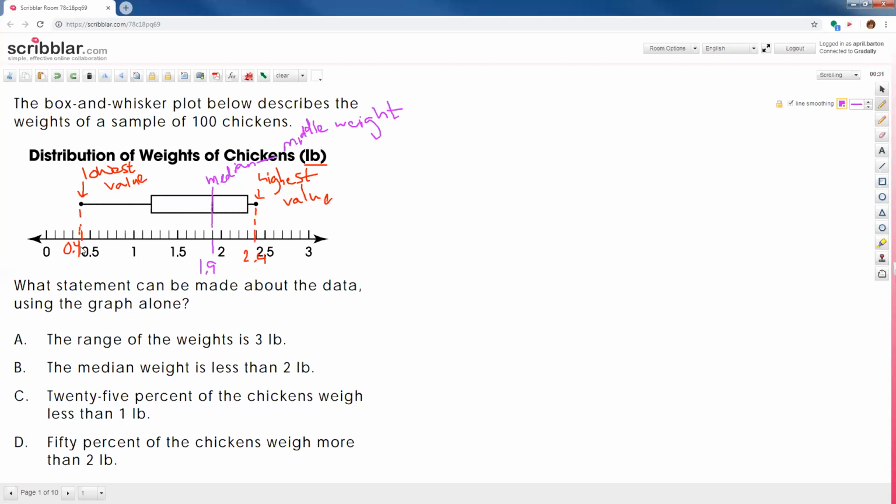So there weren't very many chickens that weighed below 1.2 pounds, since the box is mostly on the right. Oh, and this median has a second name. It can also be called Quartile 2. So they might call it Q2 for Quartile 2. But that's still just saying the middle value. Of all these numbers, this is the middle number.